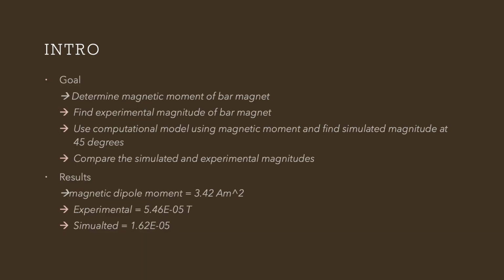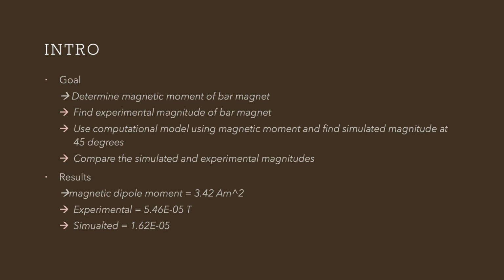The goal of this lab was to determine the magnetic moment of a bar magnet, to find the experimental magnitude and a simulated magnitude using a computational model of a magnitude at 45 degrees from the x-axis, and then compare these results. It was also to compare the measurement to the distance dependence that was predicted by the equations for on and off magnetic fields.